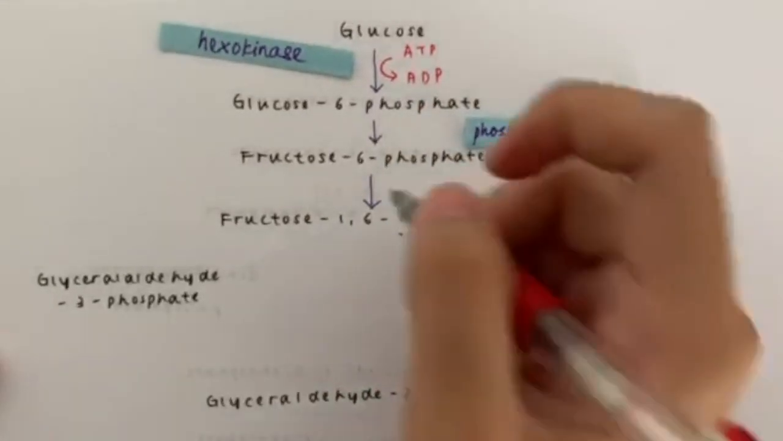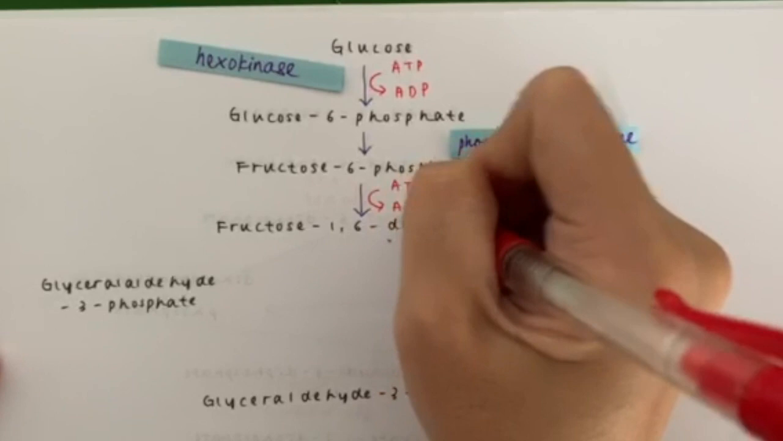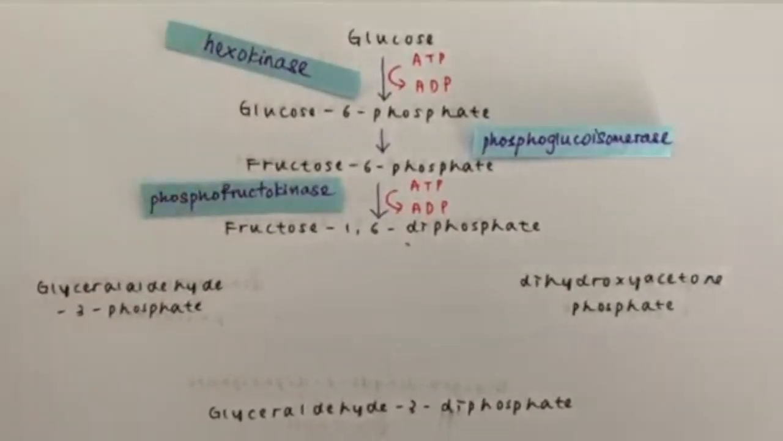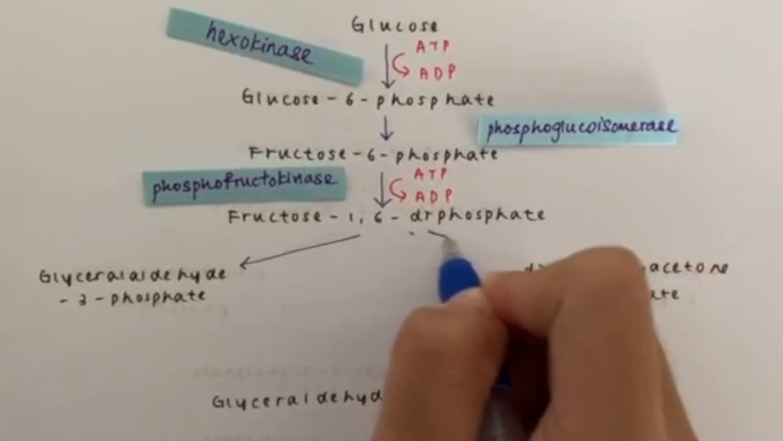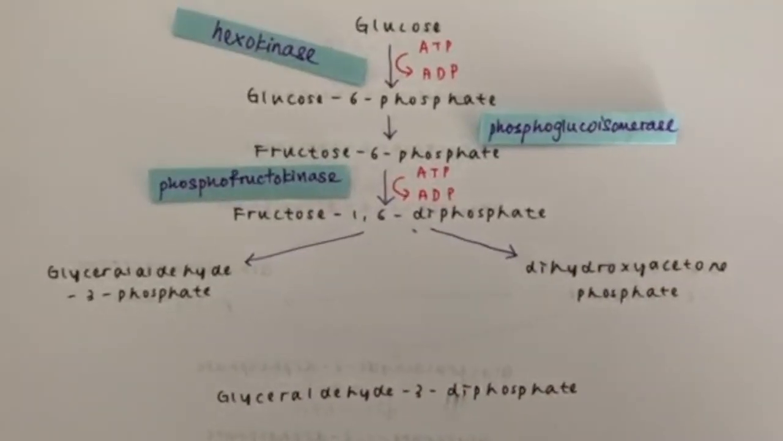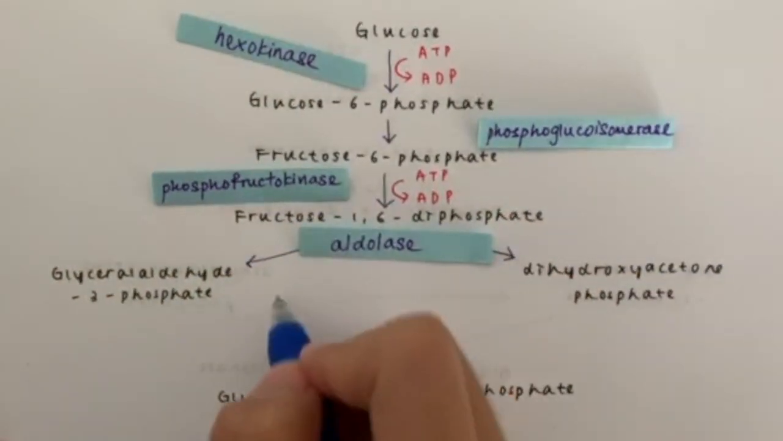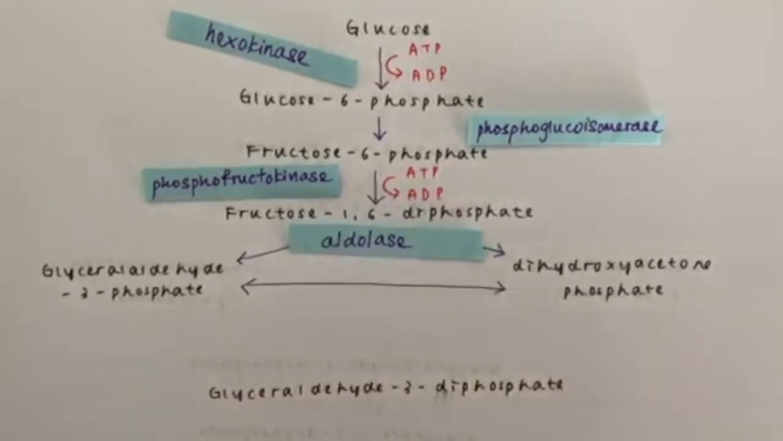Fructose 6-phosphate is phosphorylated further to produce fructose 1,6-diphosphate by using another molecule of ATP. The enzyme that catalyzes this is phosphofructokinase. Fructose 1,6-diphosphate, a 6-carbon compound, is not stable and it breaks into 2 molecules of 3-carbon compound known as dihydroxyacetone phosphate and glyceraldehyde 3-phosphate. This is catalyzed by aldolase.